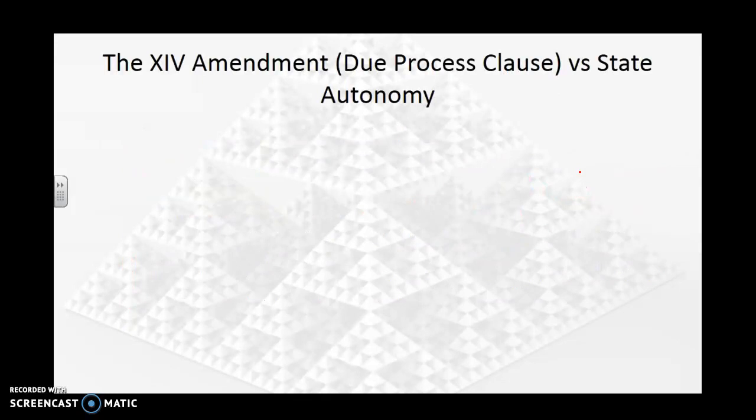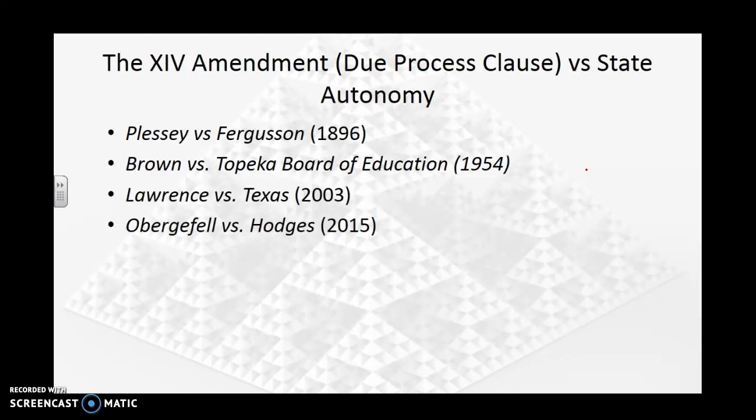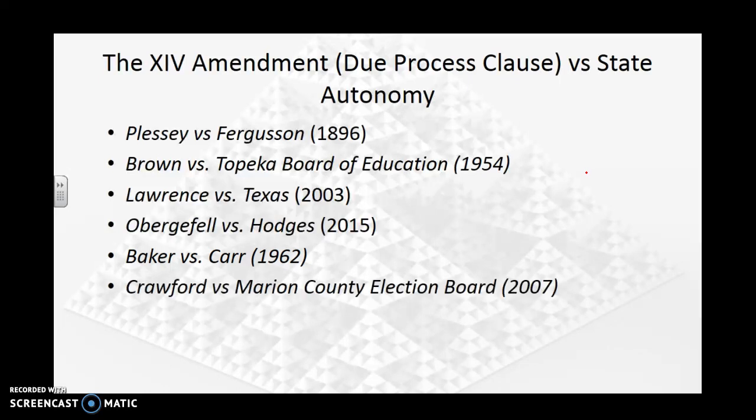And this is what we've seen. So here we have Plessy versus Ferguson, which we talked about. That's to do with segregation. Brown versus Topeka Board of Education, that's segregation again. Lawrence versus Texas, now we're talking about gay rights. Obergefell versus Hodges, gay rights again. Baker versus Carr is to do with representation through elections, as is Crawford County and as is Shelby County. And in each of these instances, we see the Supreme Court deciding what can happen.